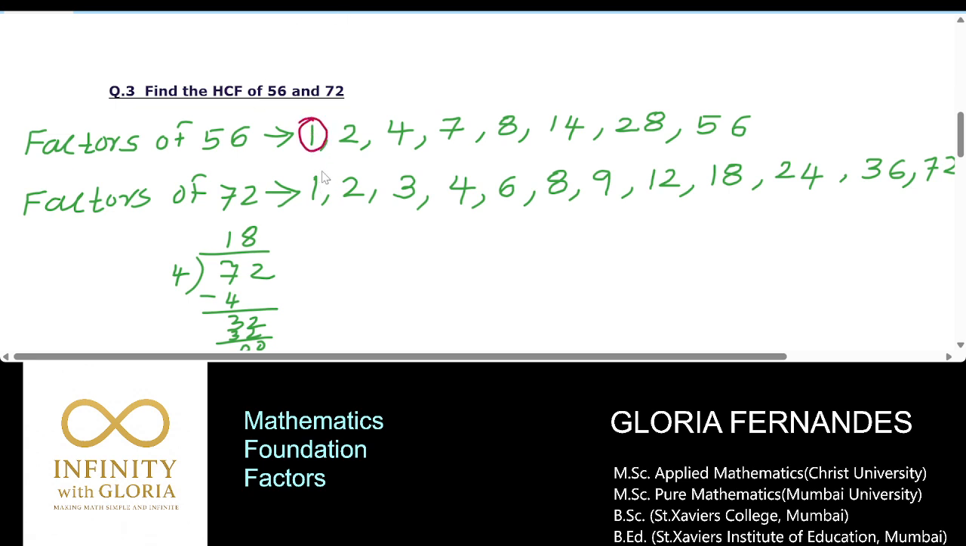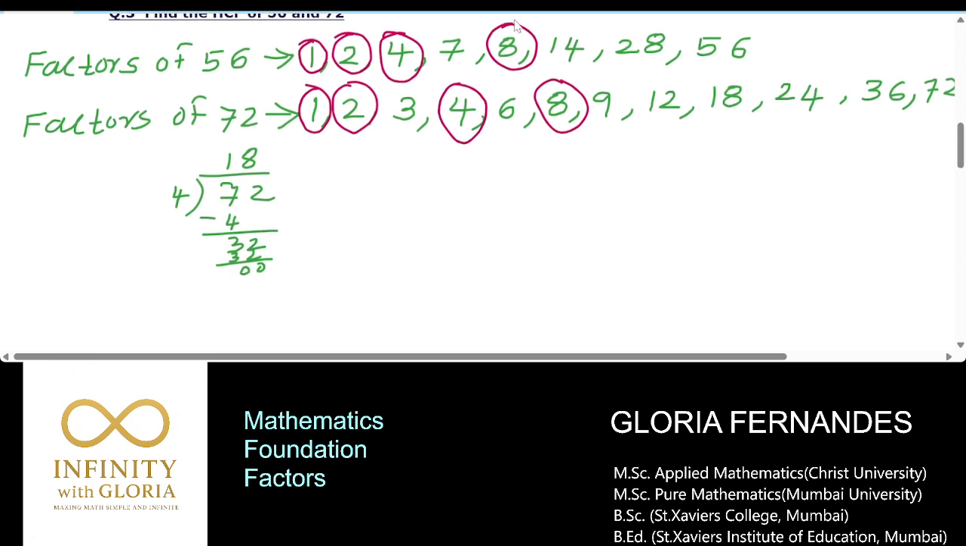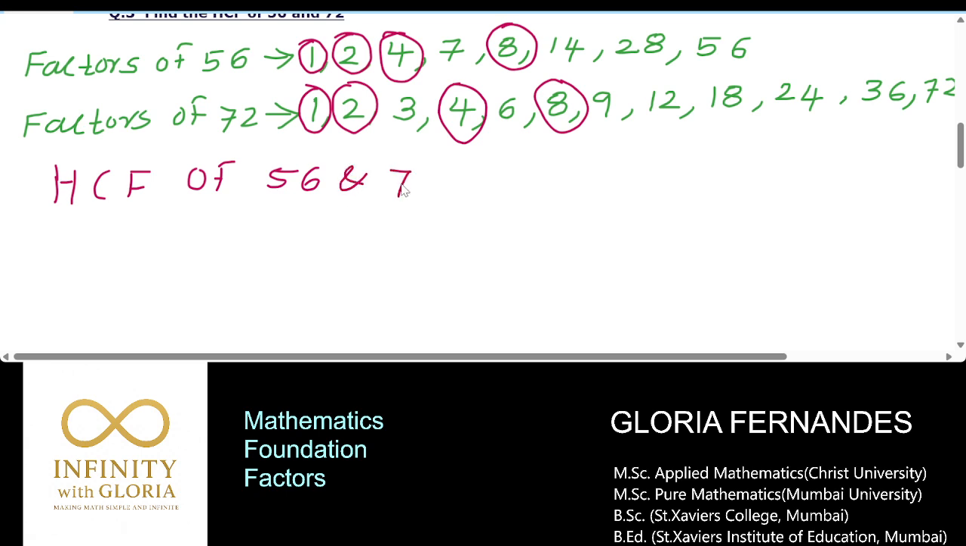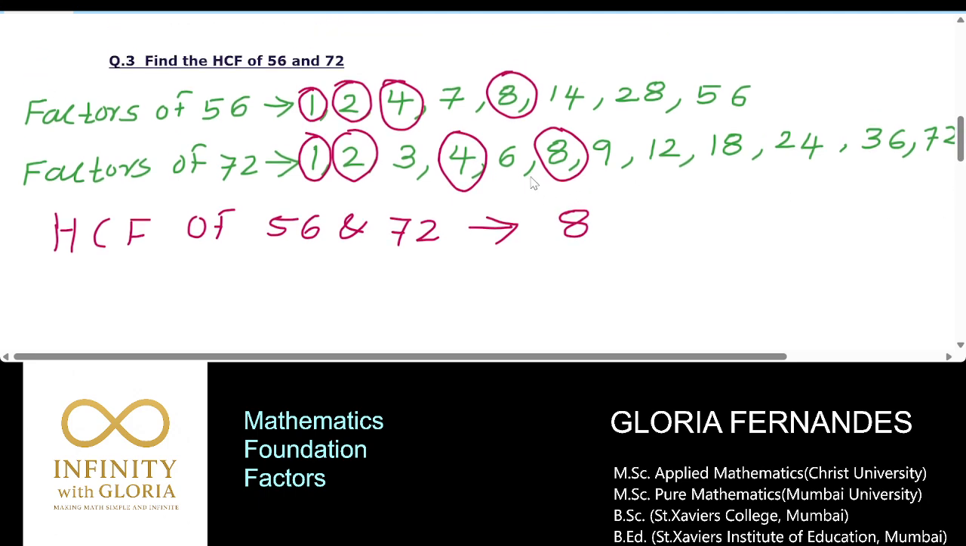So yes, 1 is always there. Then we have 2. Then we have 4 as a common factor. Then yes, 8 as a common factor. Then what else is common? Nothing is common. So what will be the highest common factor over here? What is the highest common factor, the HCF of 56 and 72? It is 8. Now you see, while doing this problem, specifically 56 and 72, there was a long list.